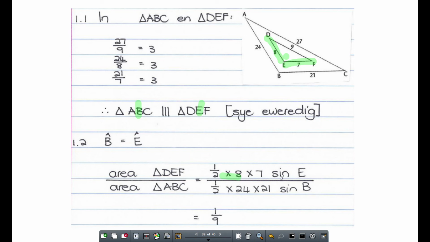times sine E. Okay, then the big triangle, because angle E and angle B are the same, so I'm working from angle B, so I've got to use that side and this side. Because yesterday we said it's got to be two sides and the included angle, right? So that is why at the bottom here, I'm talking about half times 24 times 21 and sine B.